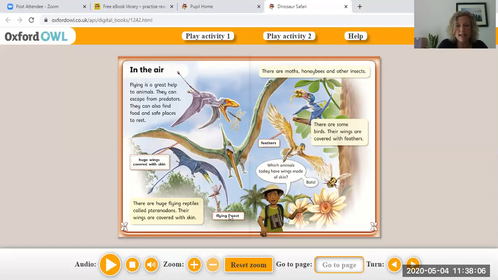Here's a flying insect. Which animals today have wings made of skin? And then we've got an answer here, bats. There are moths, honeybees, and other insects. There are some birds, their wings are covered with feathers.